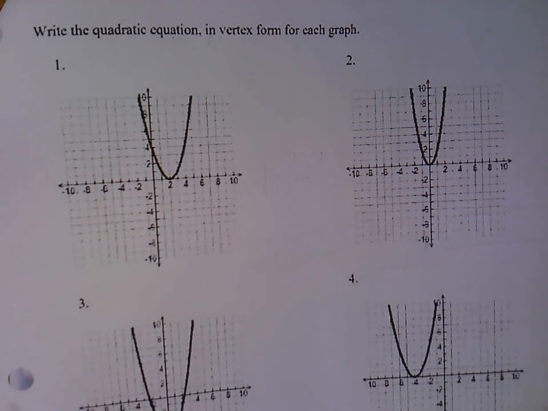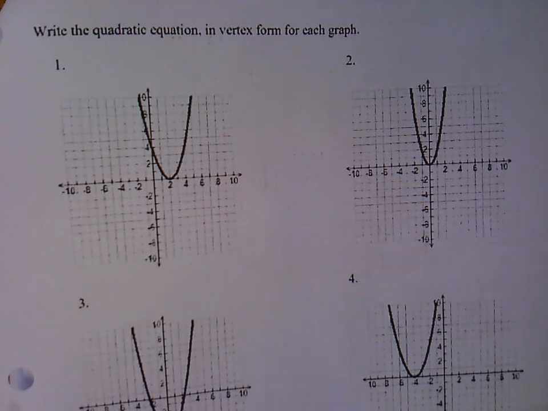Write out a quadratic equation in vertex form for each. So let's do 1 and 2 together. Back one page. 209, back one page from where you were. Let's do 1 and 2 together.